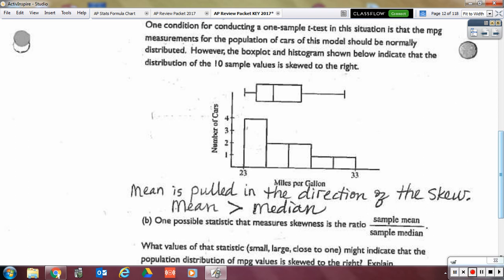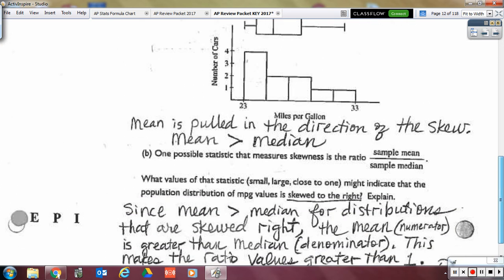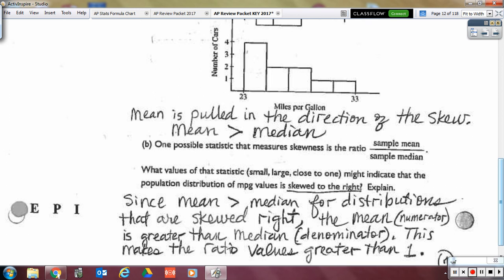Now this one little sample that they took, they graphed to see what their sample looked like. Whether you had the box plot or the histogram, it was definitely skewed to the right. So their little data was skewed to the right. Then I see this stuff here. One way that they measured skewness was this ratio of the mean divided by the median, the sample mean divided by the sample median.